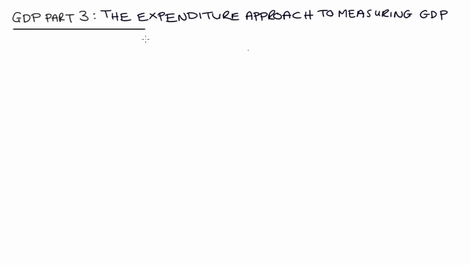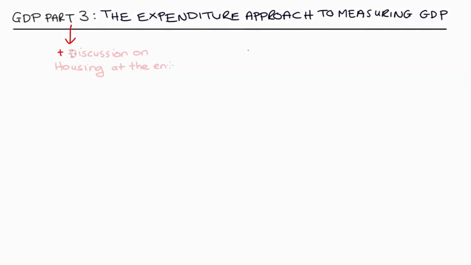Hi everyone, in this video I'm going to talk about the expenditure approach to measuring GDP, so gross domestic product. In the video I also include a discussion on how we treat the measurement of housing in GDP. I know that some students are interested in this point, so that's at the end of the video if you want it. It is a pretty long video, so the chapters are in the description if you want to skip to any particular part. I will say also that this is video number 3 in my series on GDP.